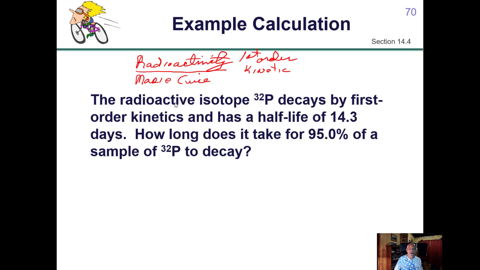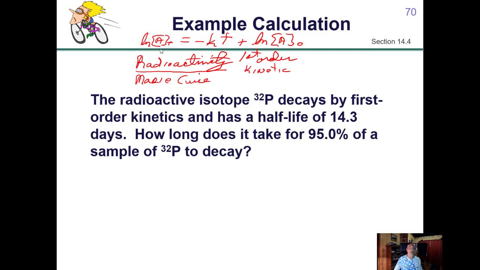So at any rate, the radioactive isotope phosphorus-32 decays by first order kinetics and has a half-life of 14.3 days. How long does it take for 95% of the sample to decay? All right, first things first. We are looking at first order kinetics, so we know we're going to use the first order integrated rate law, which is the natural log of A at time t is equal to minus k times time plus the natural log of A naught. That's what you're going to use to solve this problem.